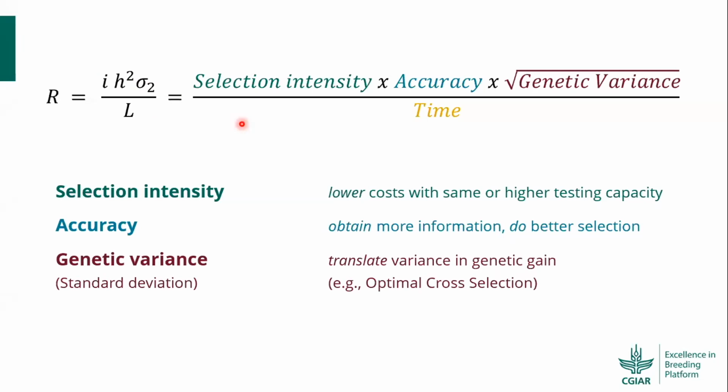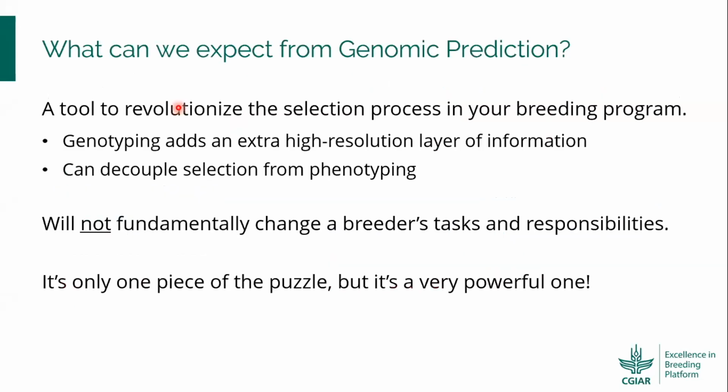For the genetic variance, we want to translate that genetic variance into genetic gain. It's not about keeping the variance necessarily. And for the time, when we say we want to optimize, basically we want to reduce the generation interval. Everything just for the sake of having higher response to selection or higher genetic gain. So like I said, we're just starting from some basic ideas.